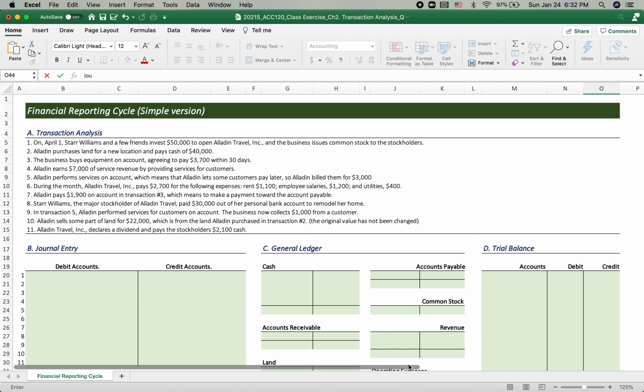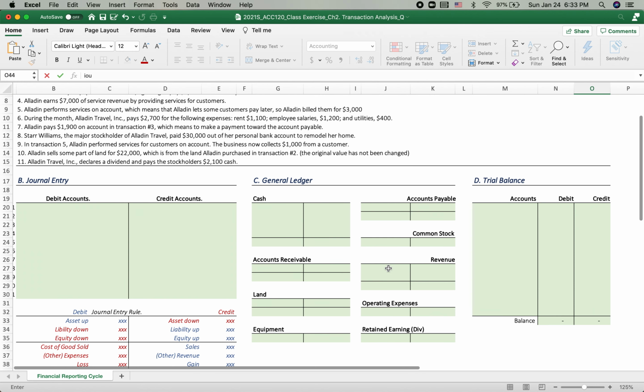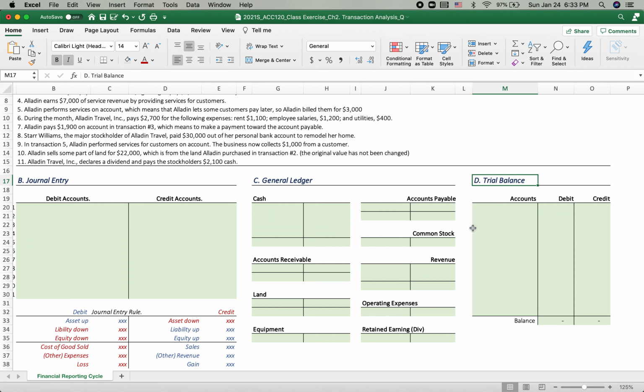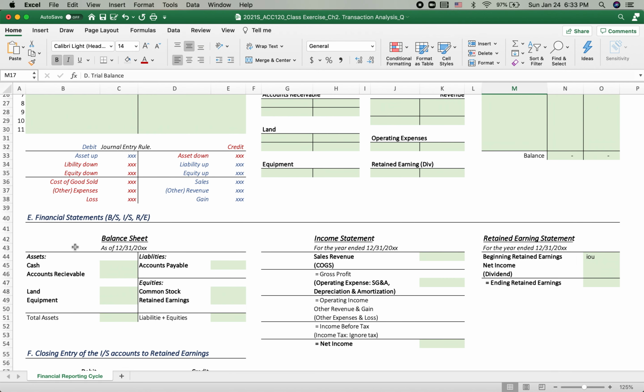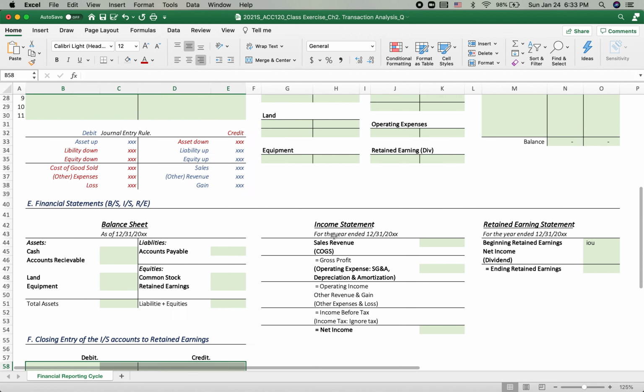Okay, hello students. We're gonna practice how to make the financial reporting cycle, starting from transaction analysis, journal entry, and posting this journal entry into the ledger. And we want to make sure that we have the right transactions in a journal entry into the trial balance. And then we'll post the financial statements, making the balance sheet, income statement, and retained earnings. Then finally, we will close the income statement accounts with the closing entry. Okay, so let's just start.